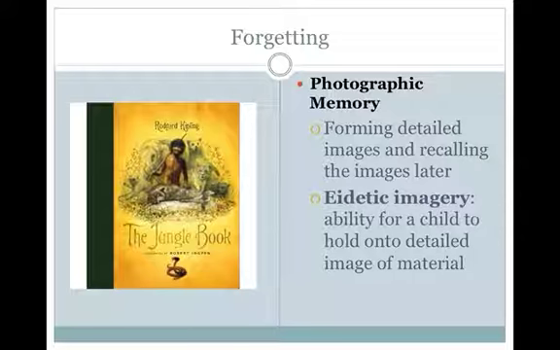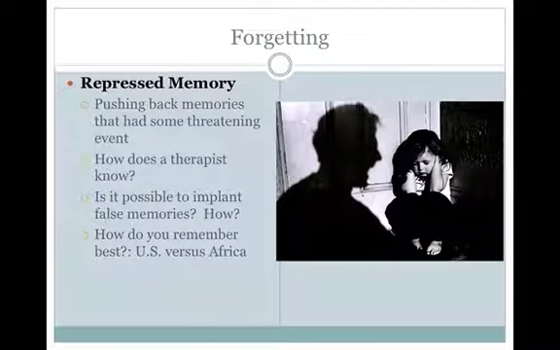Photographic memory, forming detailed images and recalling the images later. And then eidetic imagery, the ability for a child to hold on to a detailed image of a material, something that almost all of us have, but some of us have it very strongly.